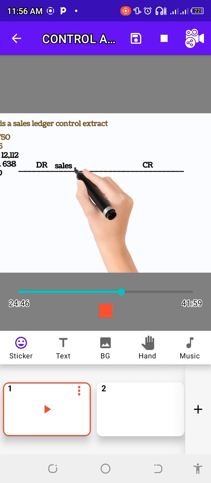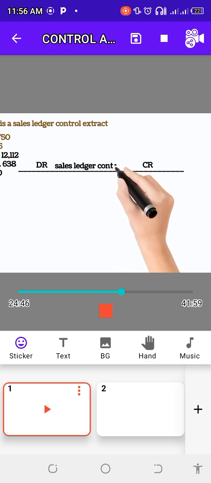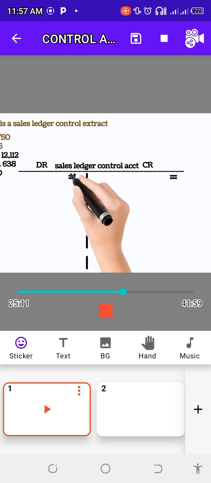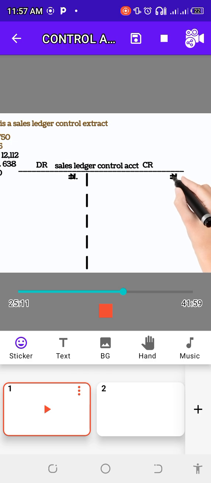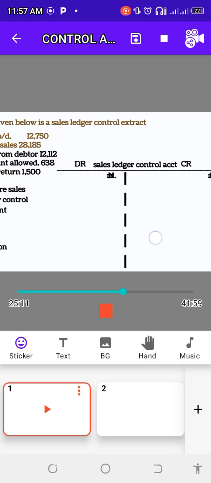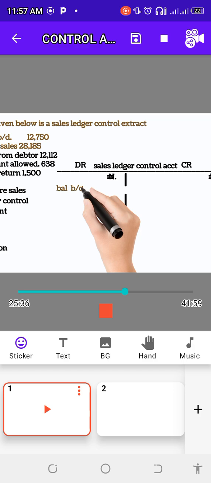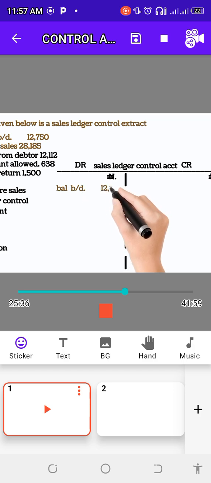The same way we did the other one, at the debit side and the credit side. The first thing you will bring here is the balance brought down, being total of debtor for last month brought forward to this month. It is going to be on the debit side, because asset accounts take their opening balance brought down by the debit side. Now balance brought down 12,750.